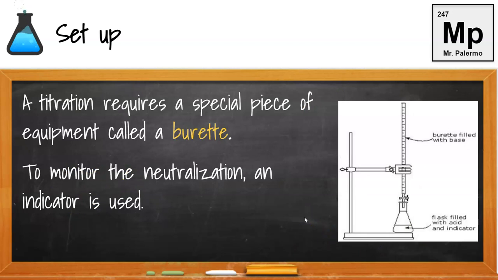So here's our setup for our titration. It's going to require this special piece of equipment called a burette, which is this long glass tube here. And to monitor that neutralization, when we get to that neutralization point, we're going to use an indicator. And that's going to be in our flask, and so it indicates when we've reached that.